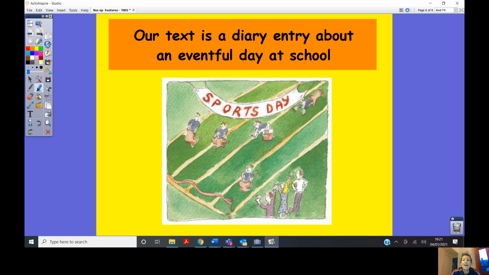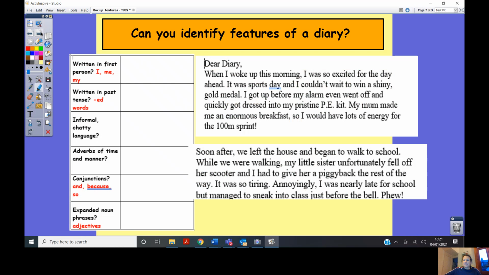Our text is a diary entry about an eventful day at school. This one is about sports day. I love sports day. I'm very sad that we missed it last year, but looking forward to having one later this year. Our task today is identifying the features of the diary. We're going to use this checklist as our way of identifying and going through what we're looking for.